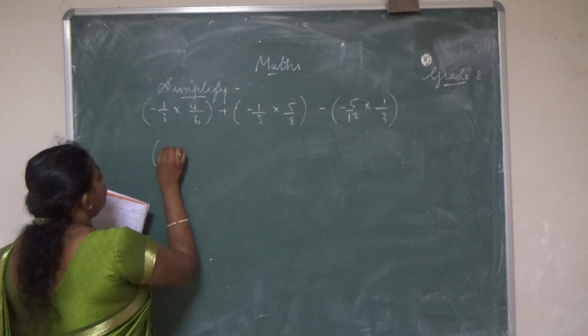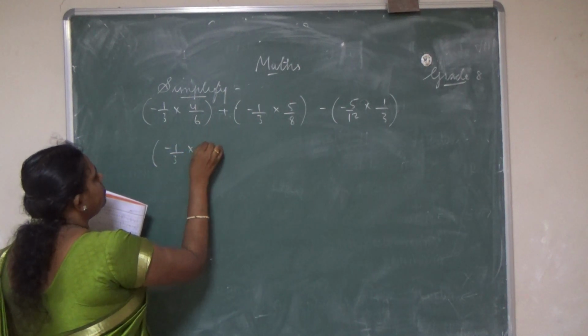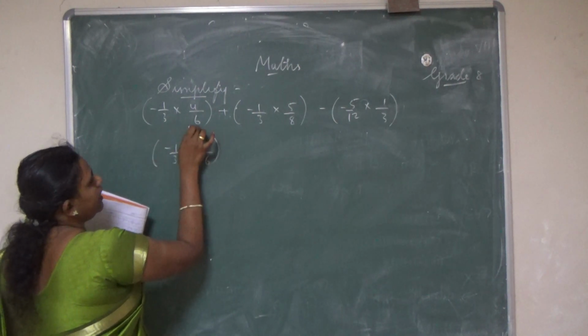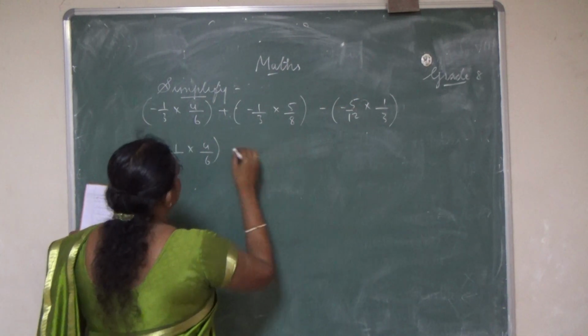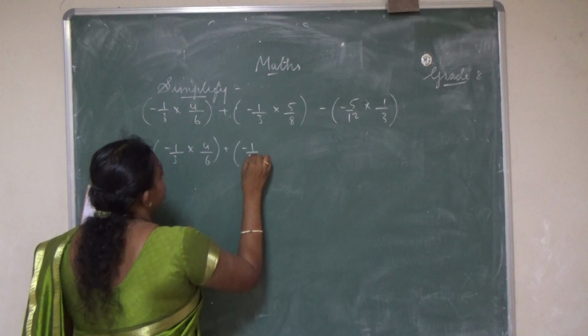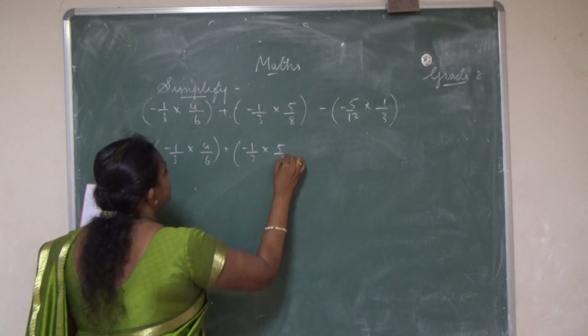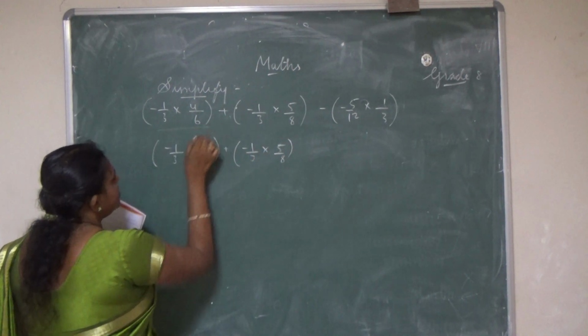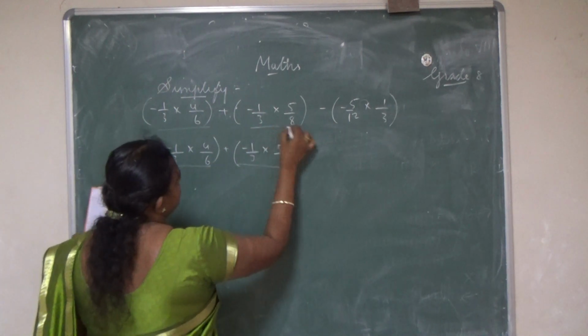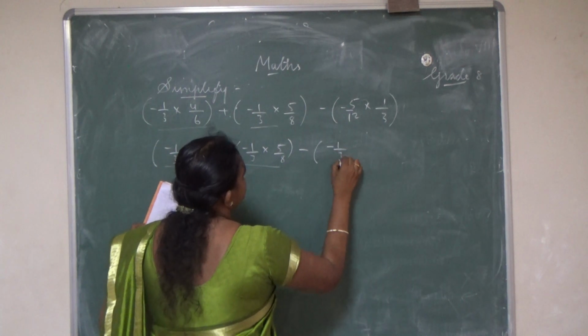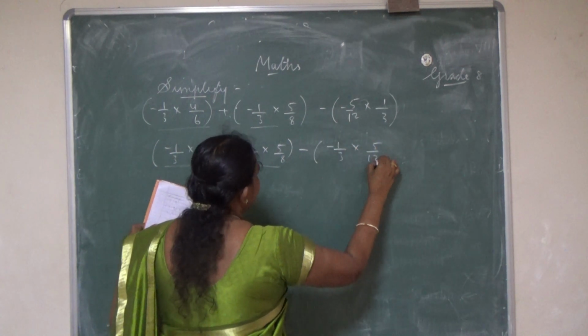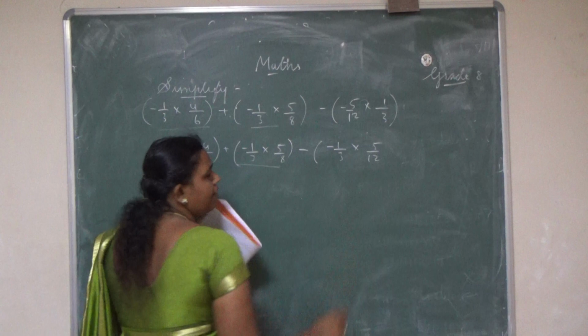So next, we are keeping the first minus 1 by 3 as it is. The minus 1 by 3 here and here we are going to change, writing the second and third terms as they are, just interchanging the order of the factors.